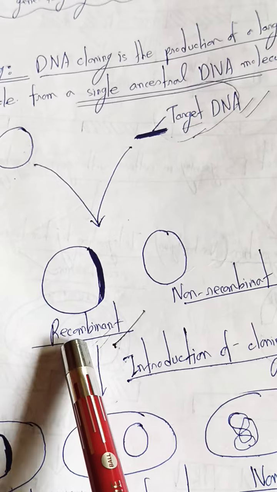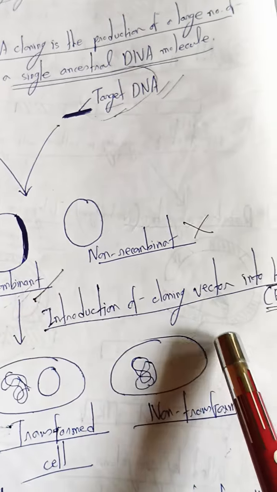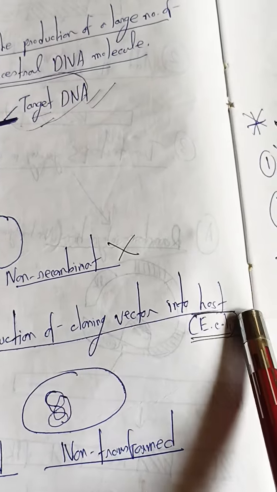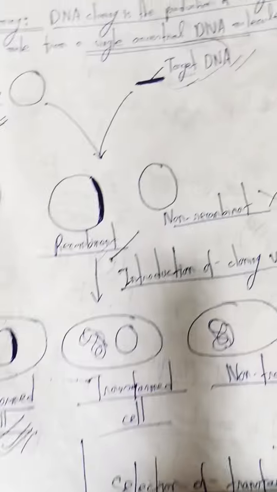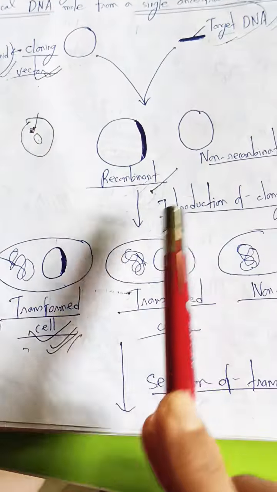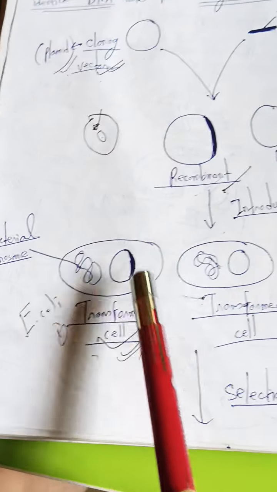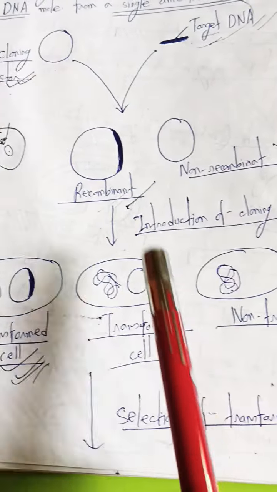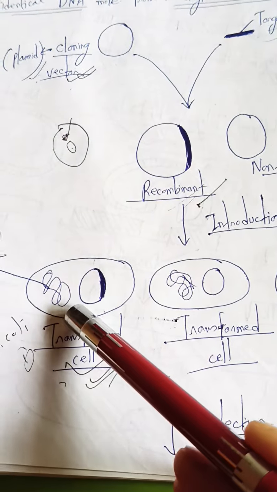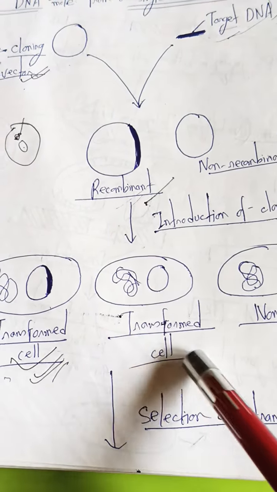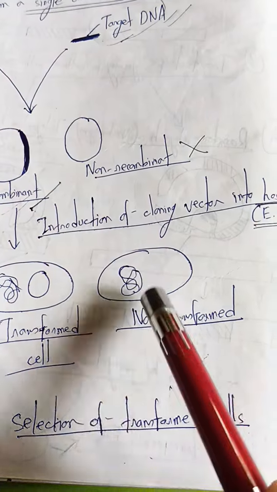Now we have to introduce this into a host, specifically a host known as E. coli. So when we introduce this into a host cell, E. coli, we see that there is a bacterial chromosome, and there is an insertion of your recombinant part, and there is an insertion of your non-recombinant part, and there is an insertion of nothing.